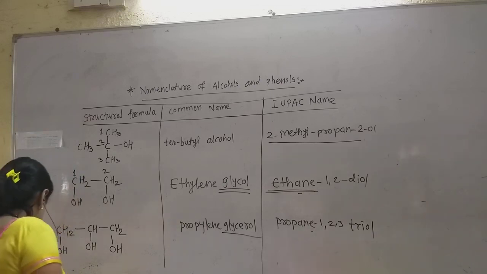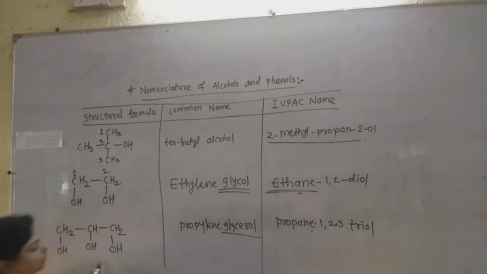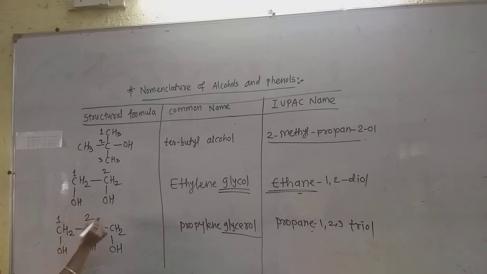Now see this. This is the trihydric alcohol. The common name is propylene glycerol because trihydric alcohols are called glycerols. So this is the propylene glycerol. So number from any side because there are only 3 carbon atoms and the surrounding carbon atoms are similar. So give the numbering from this side, 1, 2, 3.